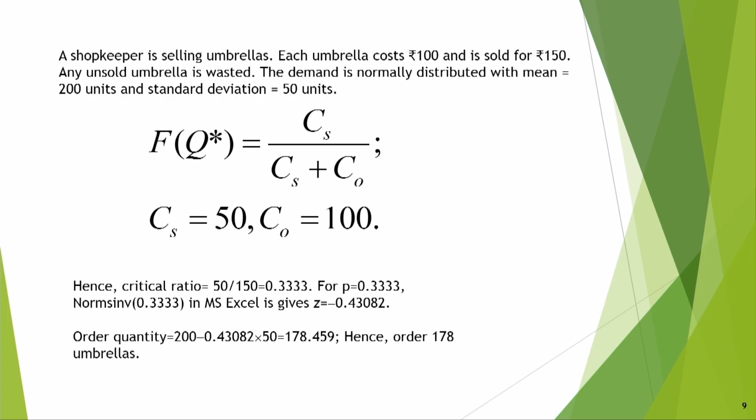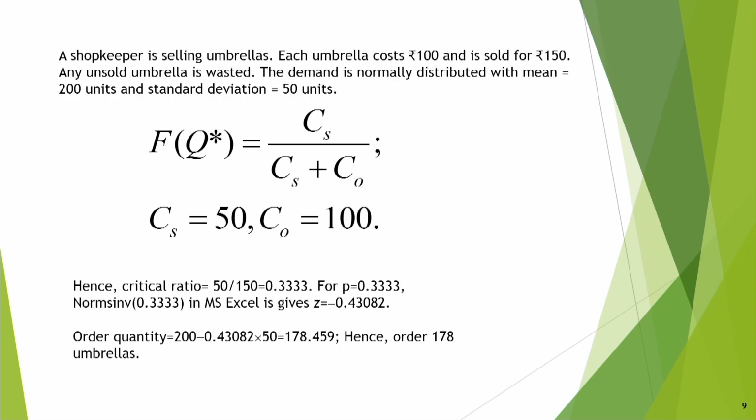Say for example, the first problem is that a shopkeeper is selling umbrellas. Each umbrella costs rupees 100 and is sold for rupees 150. That means you earn 50 rupees profit. Any unsold umbrella is wasted.